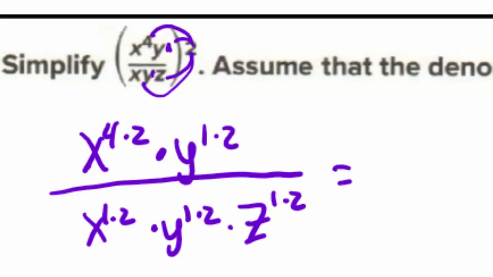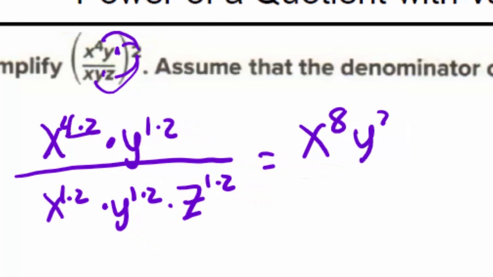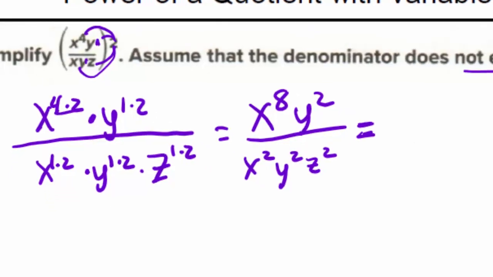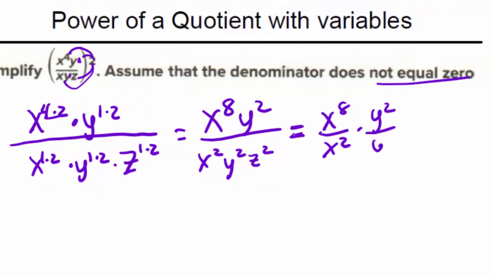When I simplify this a little bit further, I get x to the 8th on the top from this one, y to the 2nd. On the bottom, I get x to the 2 times 1, which is 2, and y to the 2 times 1, which is 2, and z to the 2 times 1, which is also 2. Now, we don't want to stop here because we also have variables in the numerator and the denominator. So I want to take my x to the 8th over x to the 2nd, reduce that. y to the 2nd over y to the 2nd, reduce that. And since I don't have a number for the z, I'm just going to put a 1 in the numerator.